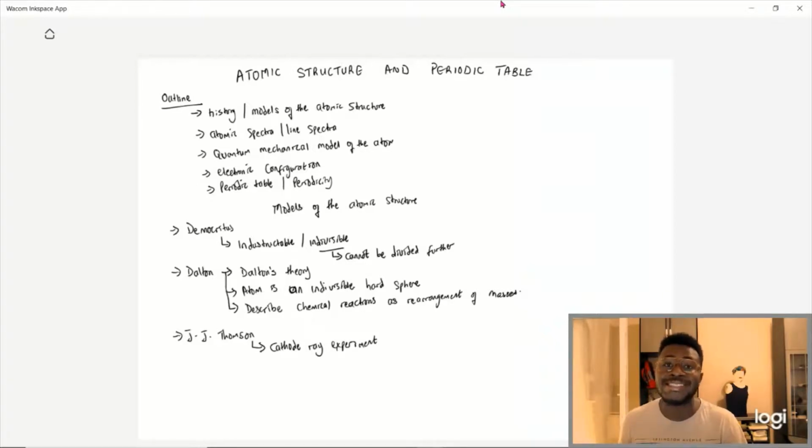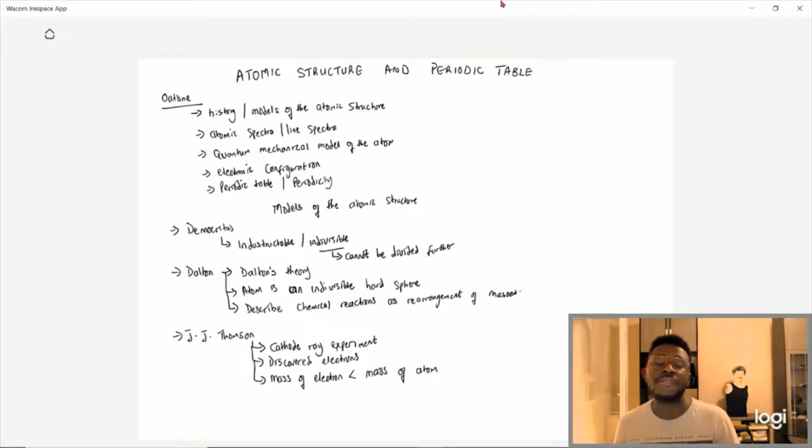And in this experiment, he discovered the electrons. And then he discovered that the mass of the electron was smaller than the mass of the atom. So if the mass of the electrons that he discovered was smaller than the mass of the atom, it means that the electron was smaller than the atom. That means the electron was a part of the atom. So that means the atom is no longer the smallest thing. At least the atom could be broken down into electrons.